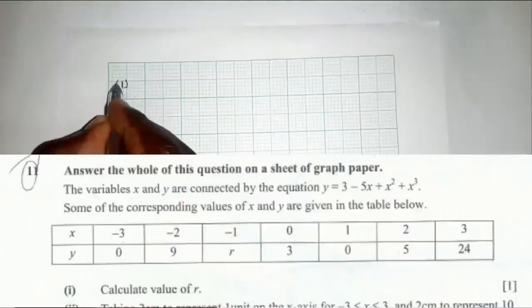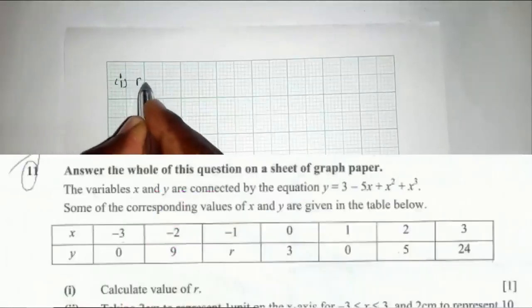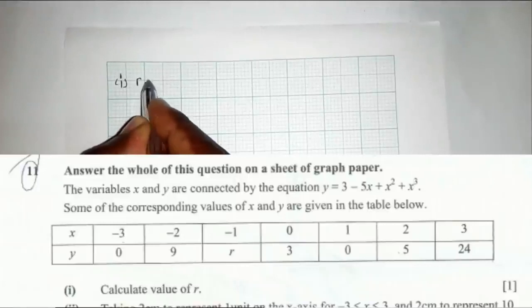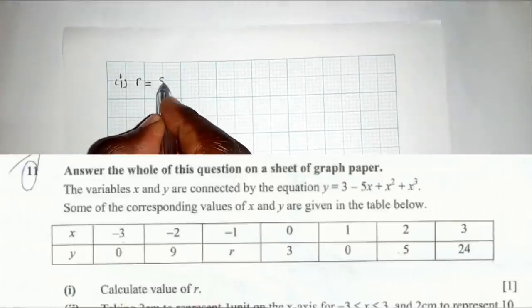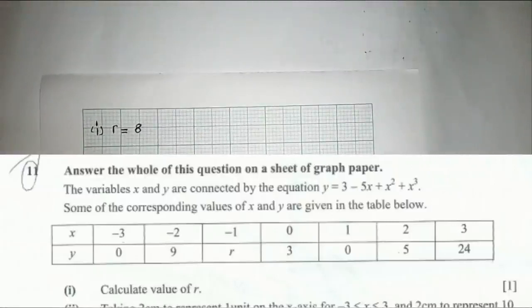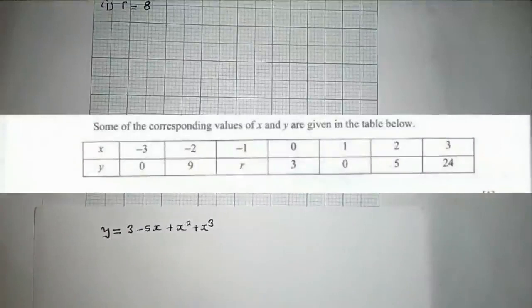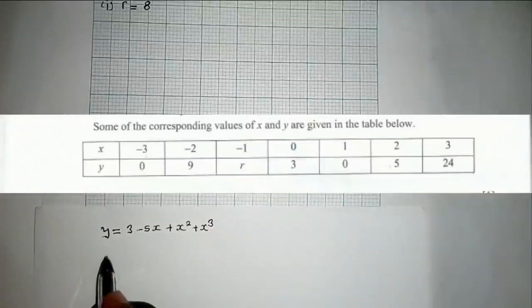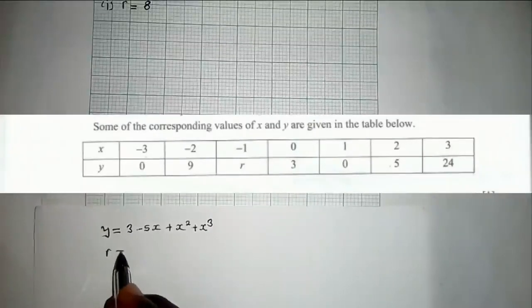So you say this is 1, R is equal to 8. So how did I find 8? Let me try to do a little bit of work. On the table, under the x-axis there is -1, and under the y-axis there is R, and R is what we are looking for. So here is R.